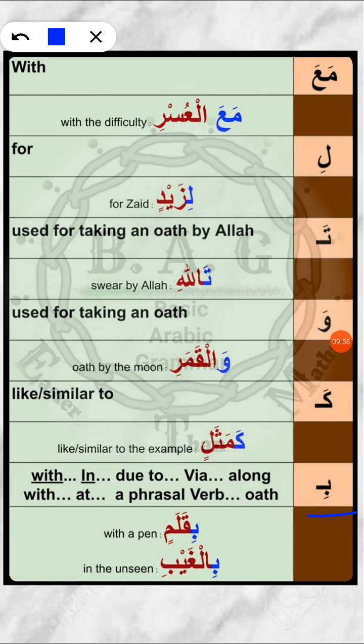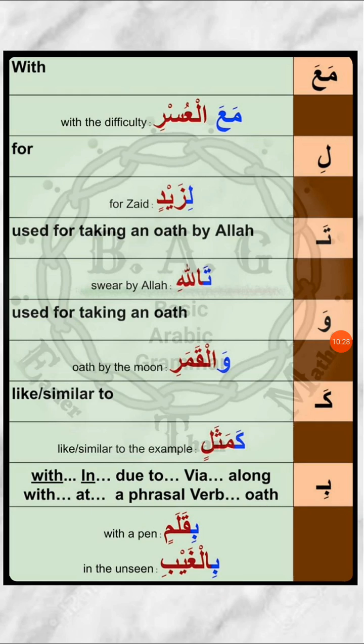Okay, so this is the only thing that you need to remember. Bi. Now, as you can see, apart from an oath, this harf bi has many other meanings. And now these are the most common ones. There are many other meanings for this bi that I haven't written here. Okay, but these are the most common ones that you have to know. For example, with, in, due to, via, along with, at. It also forms a phrasal verb, okay, which we are going to address later on, and we have already covered this whole thing. Okay, for example, bi qalamin, with a pen, bil ghaibi, in the unseen.